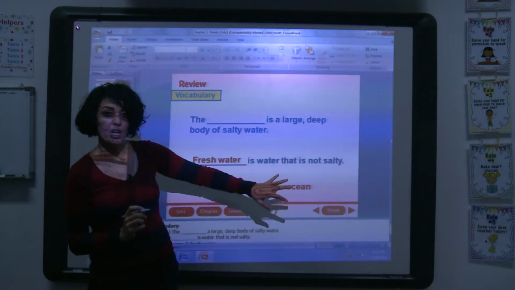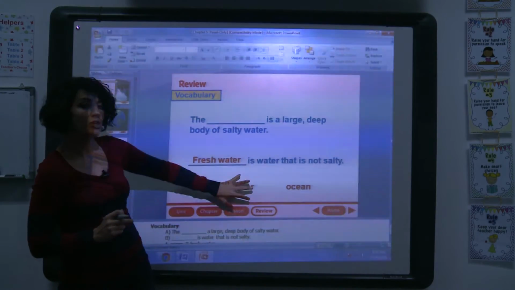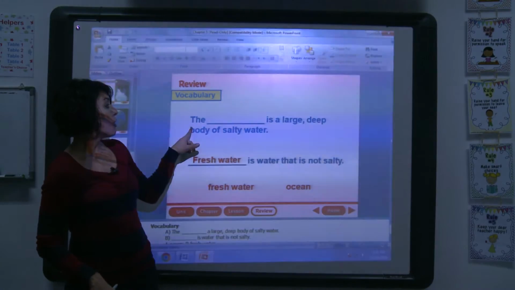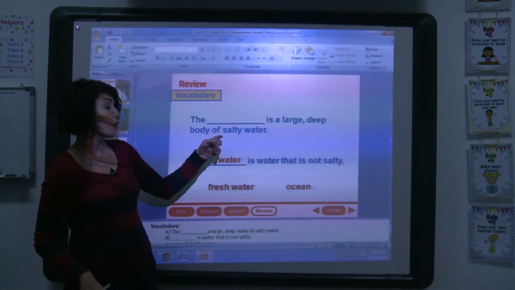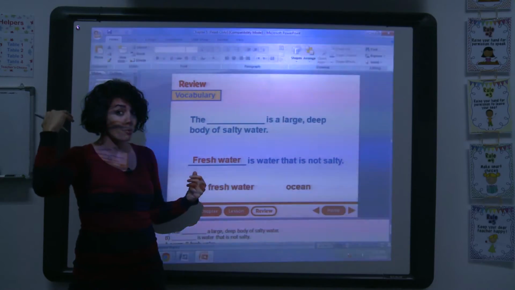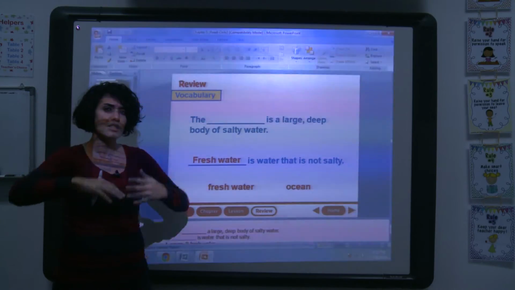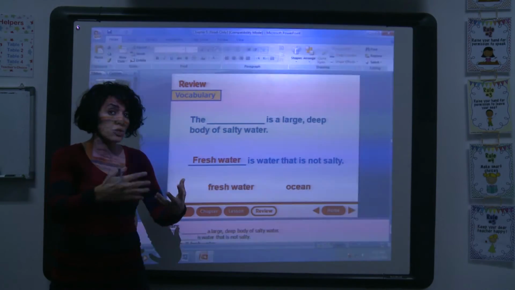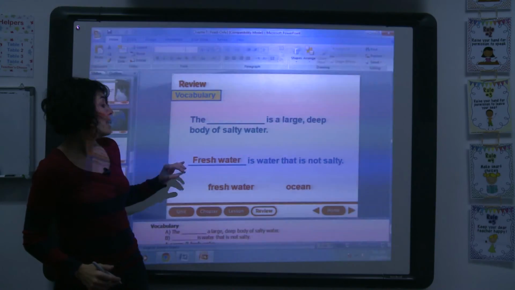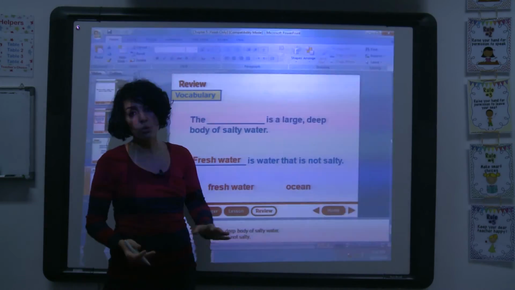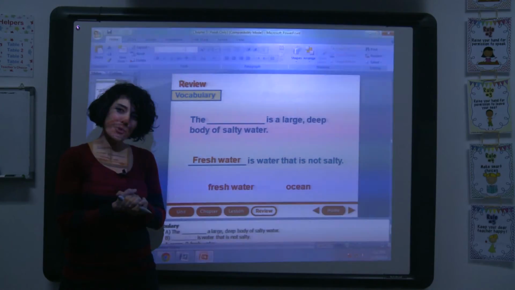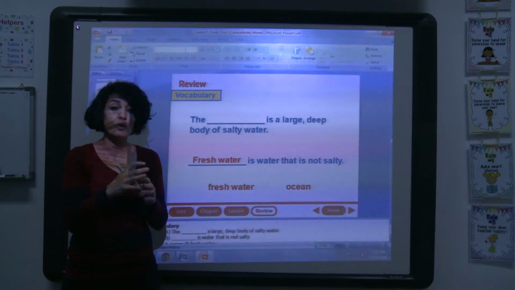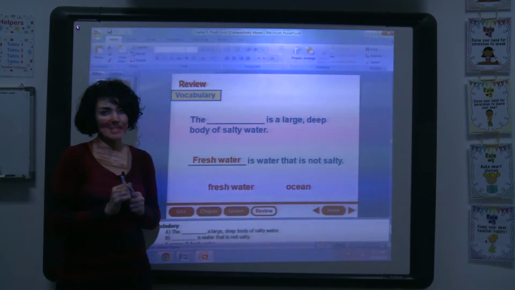Now, I will do the vocabulary words together. We're talking about two vocabulary words, fresh water and ocean. The ocean is a large, deep body of salty water. We mentioned this before in the previous lesson. It's a huge body of salt water where water flows. Now, what is water that's not salty? Fresh water. Fresh water is the water that's not salty. We may have fresh water that contains only a little salt in it.